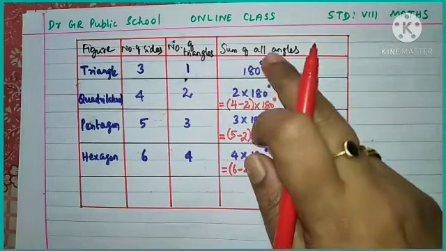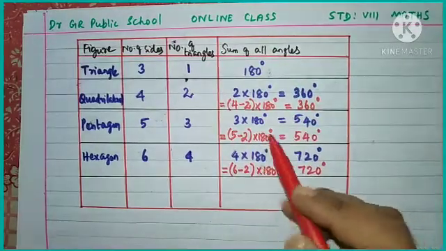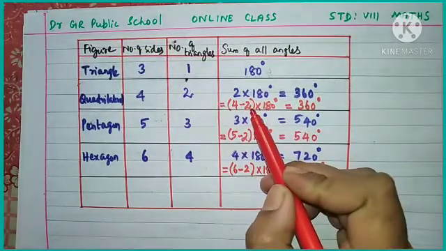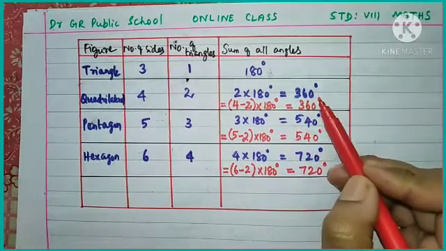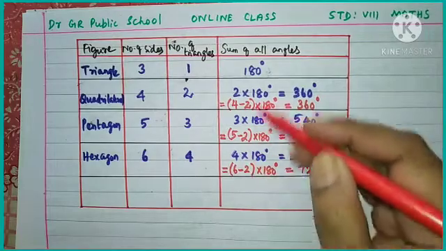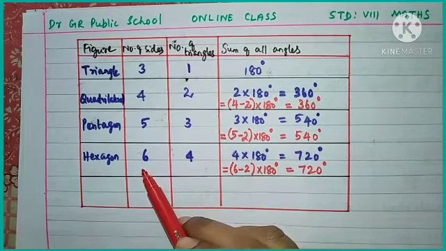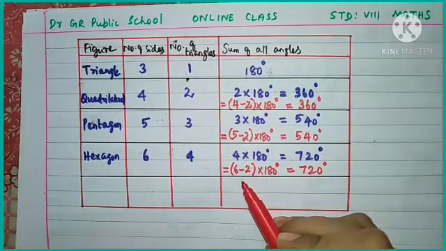Okay, so in all this, what we did? In all these cases, I used the number of sides minus 2 into 180 degrees to get the angle sum of that polygon. So this is true for all the polygons. For all the polygons this relation is true, using the number of sides minus 2.